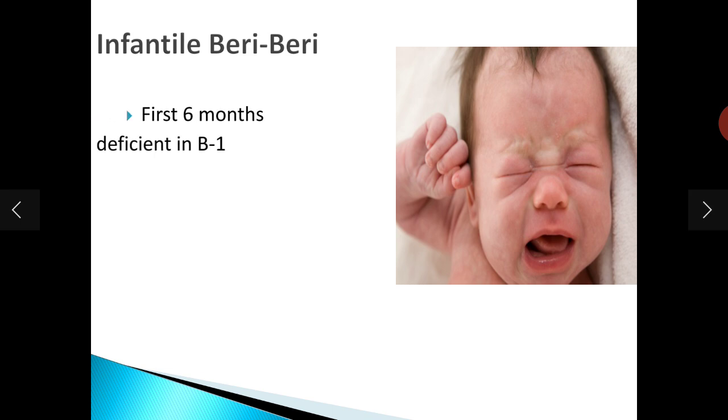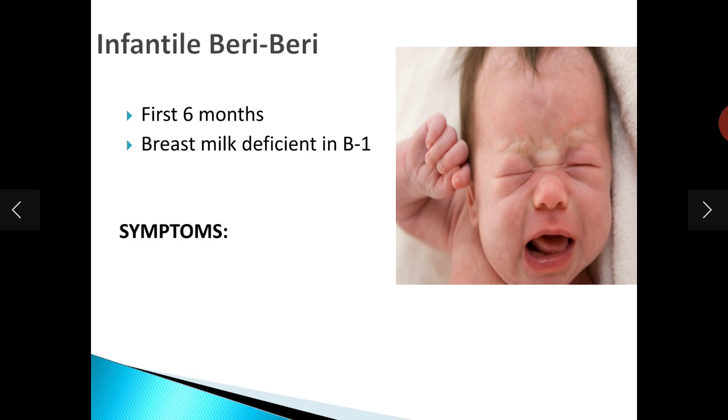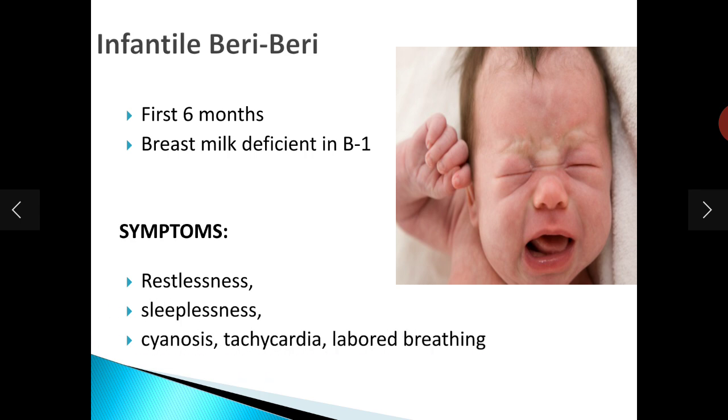Coming to infantile beriberi, it is mainly seen in the first 6 months of the baby, and here it is due to the deficiency of thiamine in the mother, and breast milk deficient in B1 leads to infantile beriberi. So here the symptoms are restlessness, sleeplessness, cyanosis, tachycardia, labored breathing, and heart failure leads to death. So these are the clinical manifestations of infantile beriberi.